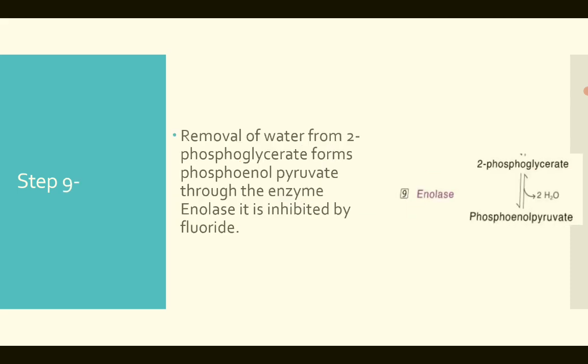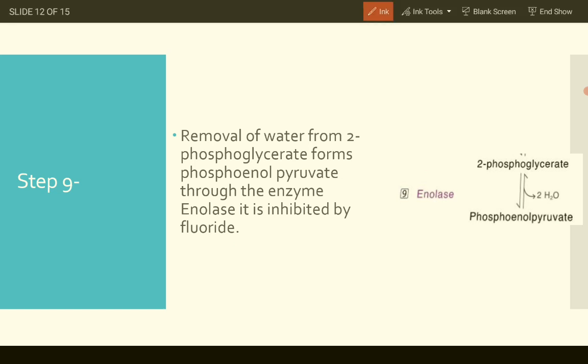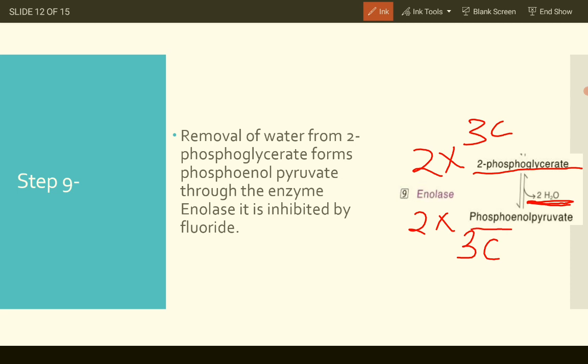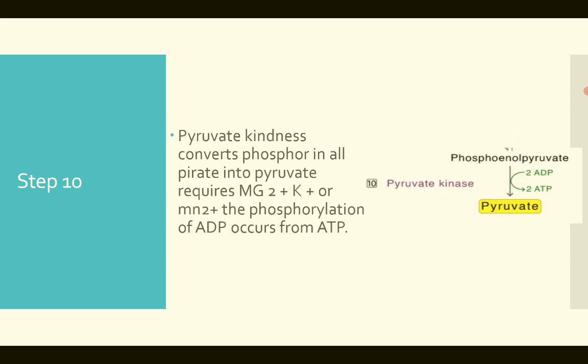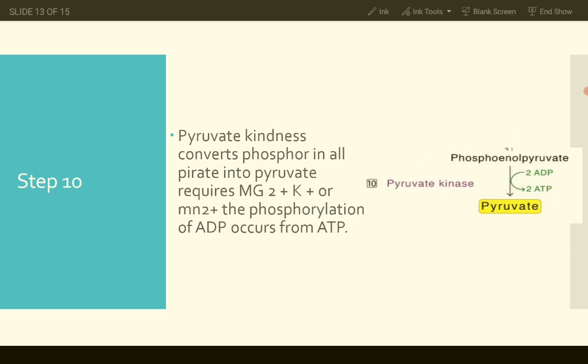Same thing. Step 9. So in step 9, there is the removal of 2 water molecules. Again, you have to remember that here all the molecules have 3 carbons, and so there are 2 molecules of each, right? 2 molecules of 2-phosphoglycerate are converted into phosphoenolpyruvate by the removal of two water molecules, and this occurs with the help of the enolase enzyme. This was step 9, which was an irreversible process.